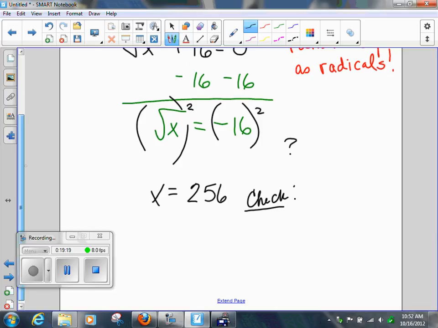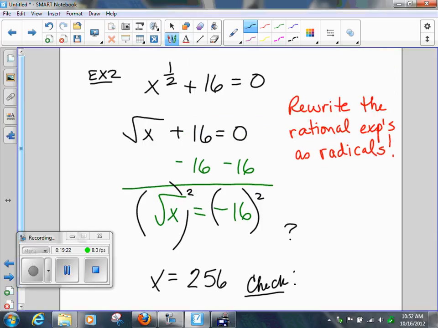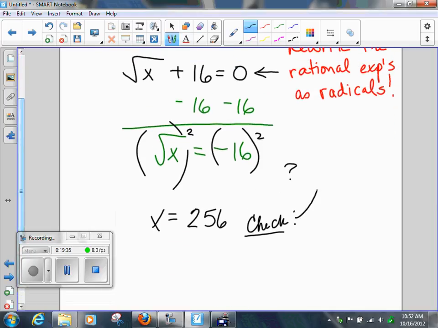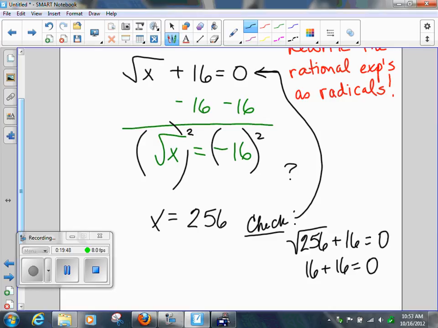All right, what was my original equation? Which one do I want to plug into? Plug into this one, okay? Don't plug into the 1/2 power. All right, let me plug it in here. So I have the square root of 256 plus 16 is equal to 0. What's the square root of 256? 16. So 16 plus 16 equals 0? Is that true? Nope.